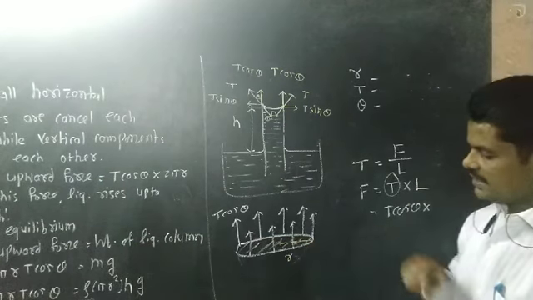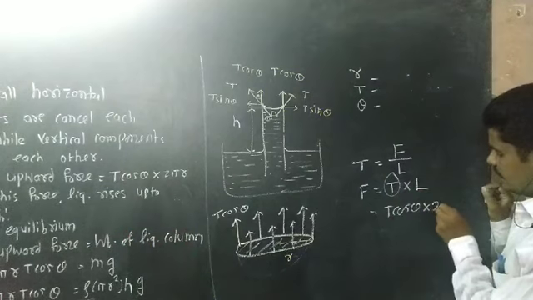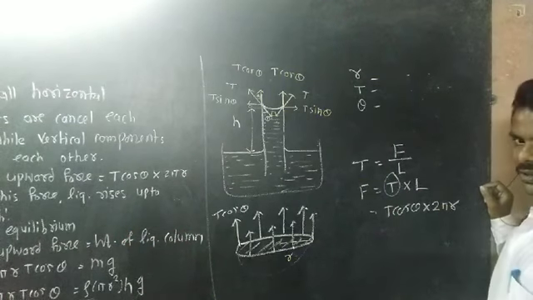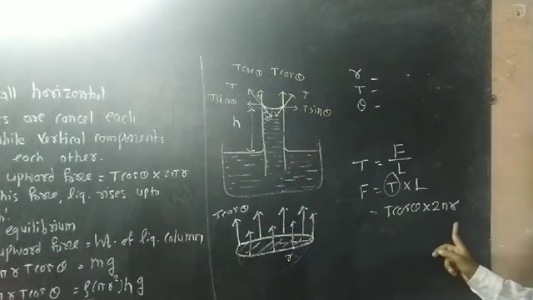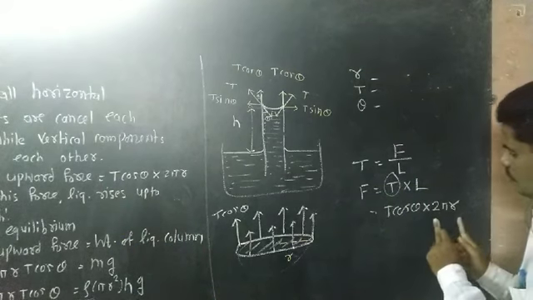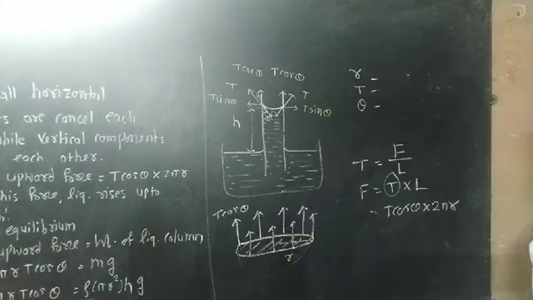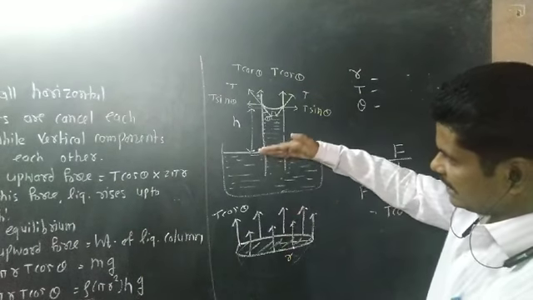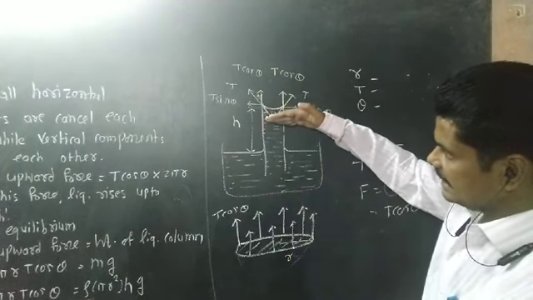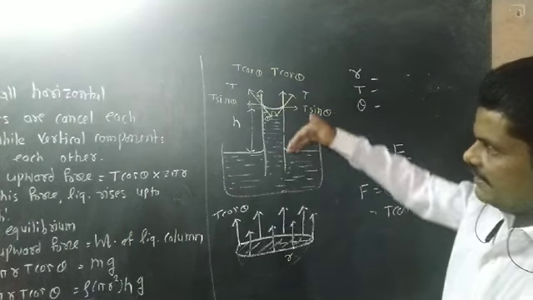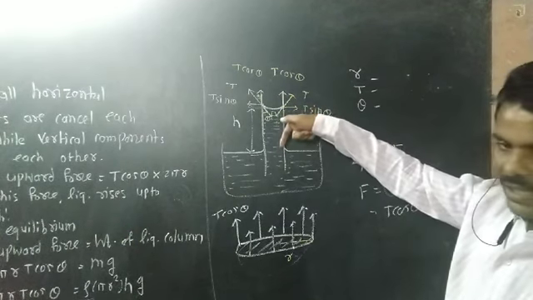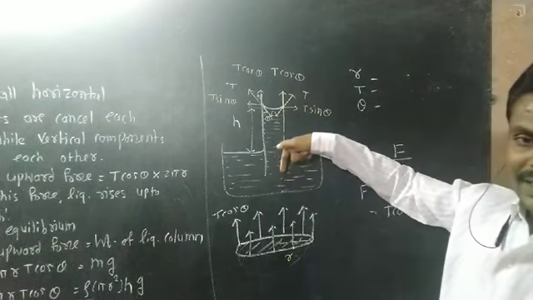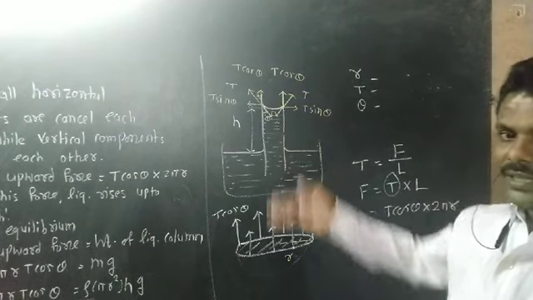If r is the radius of the meniscus, then the length of the meniscus is equal to the circumference of the circle, that is 2 pi r. Therefore 2 pi r into T cos theta is the total upward force. Due to this upward force, the liquid rises. When the liquid rises, the weight of the liquid column acting vertically downward also increases.